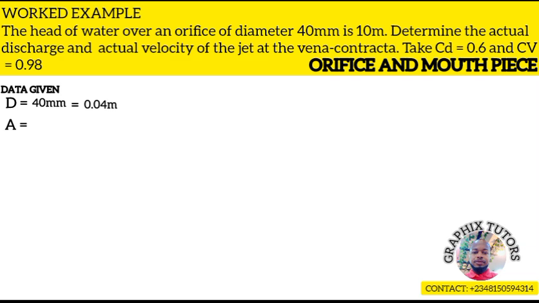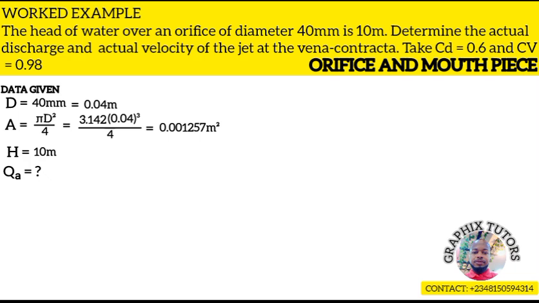So the area here will be pi d squared over 4, since it is the surface area we're talking about. The pi is 22 over 7, which is 3.142, multiplied by the diameter 0.04 squared, all divided by 4. By the time you do your calculation, you have the area to be 0.001257 meters squared. Now, the next thing from the question is the head. The head here is given as 10 meters.